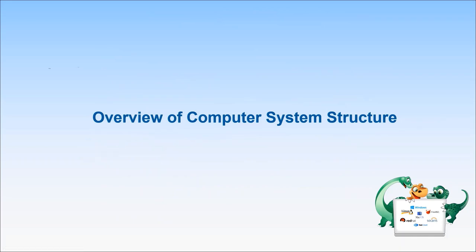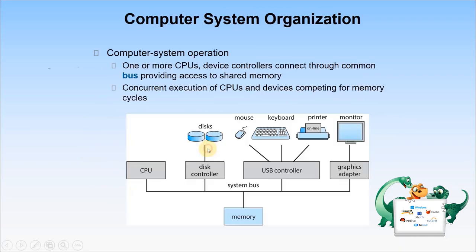Overview of a computer system structure. Computer system organization: what are all the parts and how do they fit together? Computer system operation. One or more CPUs and device controllers connect to a common bus, providing access to shared memory. CPUs and devices execute concurrently, competing for memory cycles.